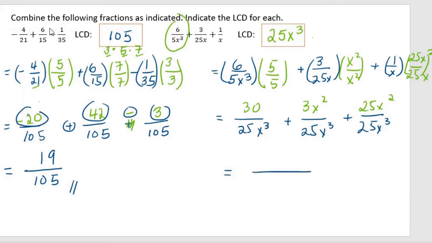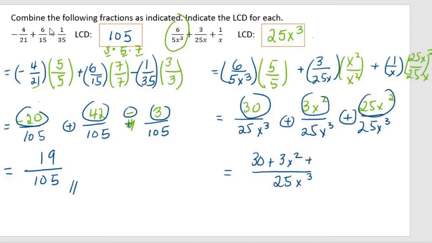The answer won't look quite as tidy here, but it still has a single denominator. And all we'll do is the arithmetic in the numerator. We'll have 30. And then what are we adding? We're adding 3x squared. I'm going to write it out carefully here. And finally, we're adding 25x squared. Extend my fraction line.